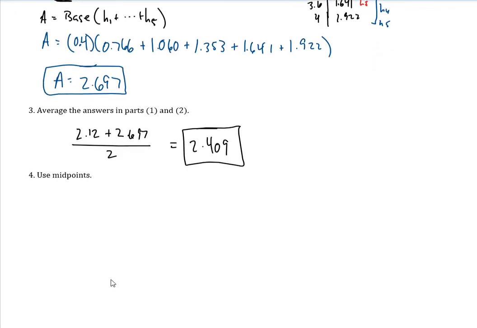All right, so the midpoint is still using the area formula. It's just, again, our heights are different, I mean, sorry. The base is going to be the same. Okay, so I'll have 5 heights for the rectangles. All right, this time around, I want to find the midpoint of each of them.